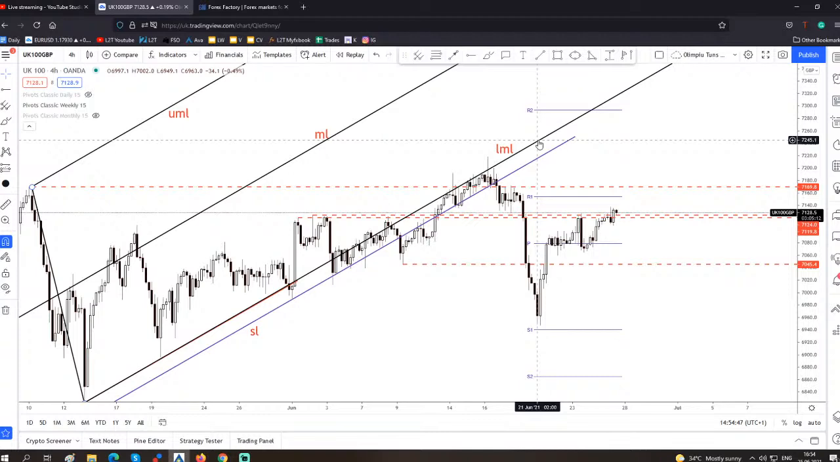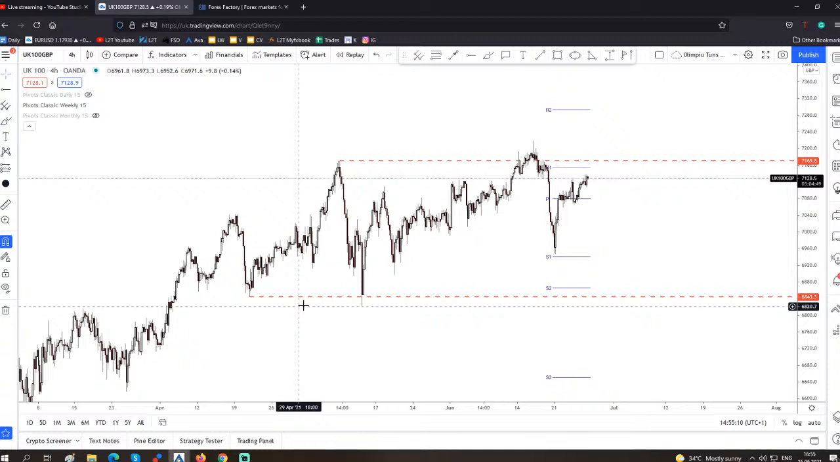So we'll have to wait for something here in the UK on the FTSE 100.